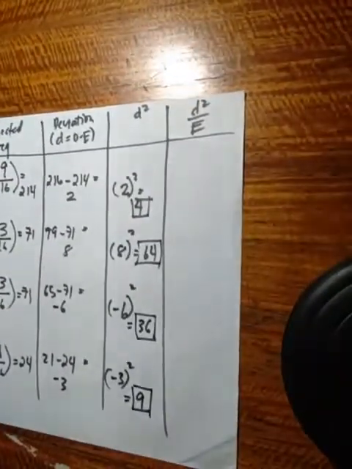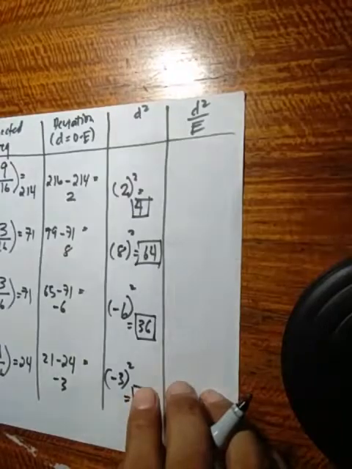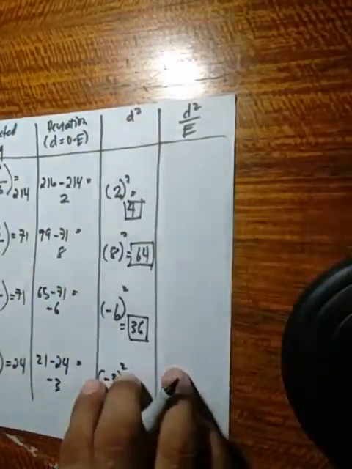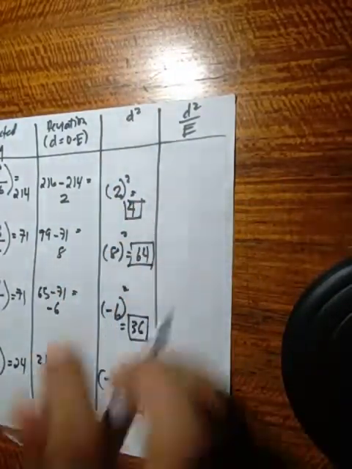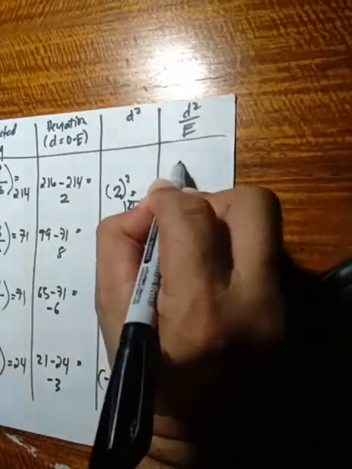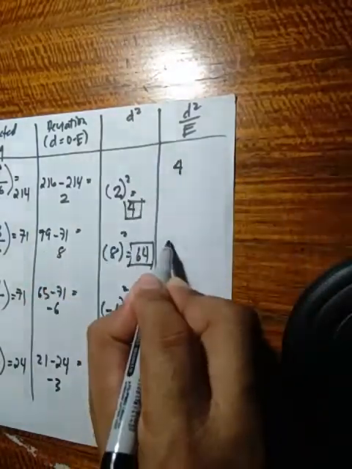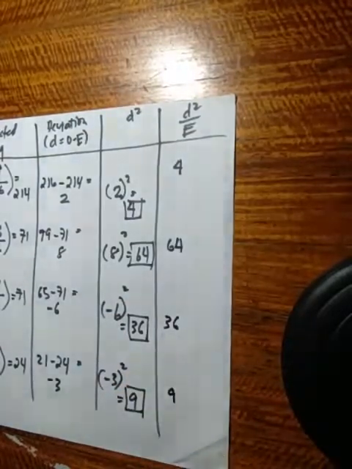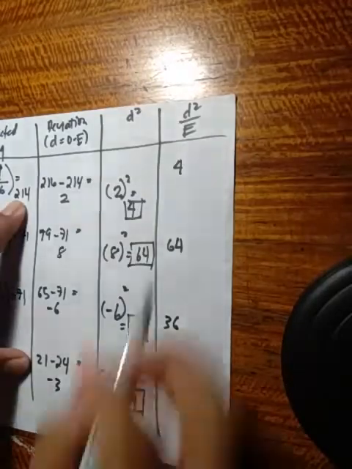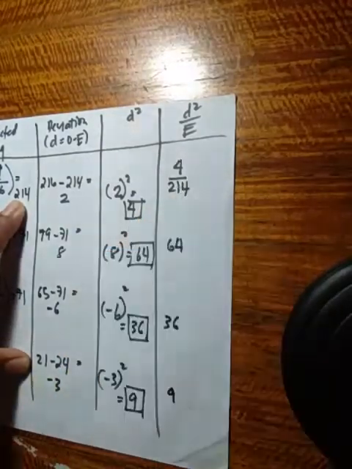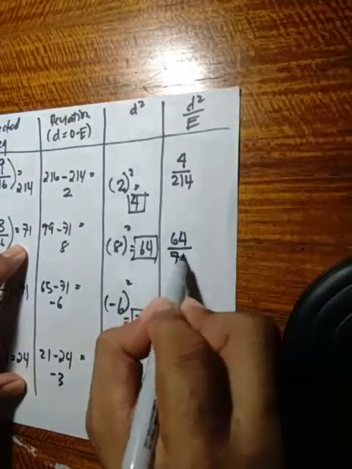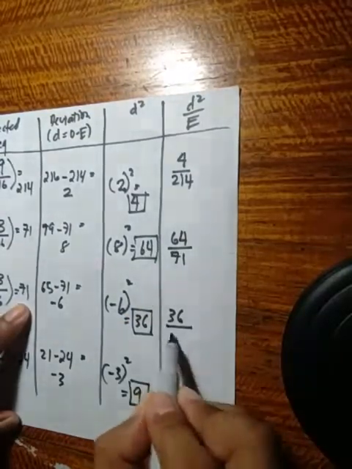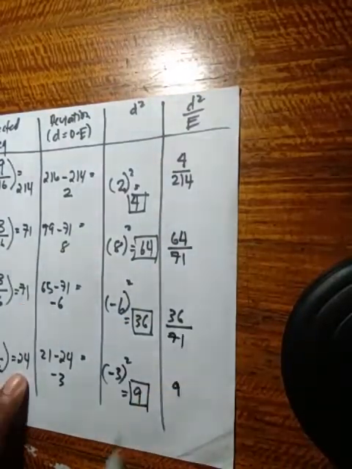The last portion here, or next to the last portion, is d squared over e. Since we already have our computed d squared, so we write here 4, 64, 36, and 9. We will be dividing that by the expected frequency. So the expected frequency is 214, expected frequency is 71, expected frequency is 71, and the expected frequency is 24.